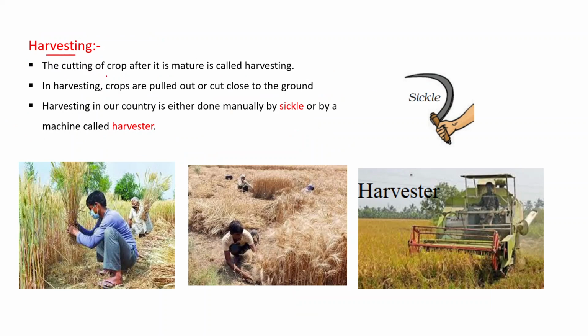Harvesting. The cutting of the crop after it is mature is called harvesting. In harvesting, crops are pulled out, as in this diagram, or cut close to the ground, as shown in this diagram. Harvesting in our country is either done manually by sickle, this is a sickle, or by a machine called a harvester. This is the diagram for a harvester. I think you are familiar with this type of machine.